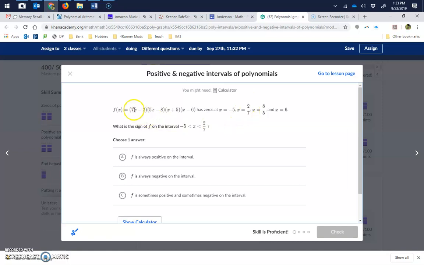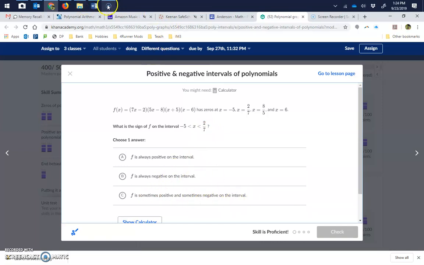2 over 7 is the one that's responsible for this one. 8 over 5 comes from right here. And finally, 6 comes from x minus 6. So we have our zeros. What they're asking us to determine is during the interval from negative 5 to 2 over 7, so from this number to 2 over 7, which is just over 0 but less than 1, is our graph positive, or is it negative, or is it both?